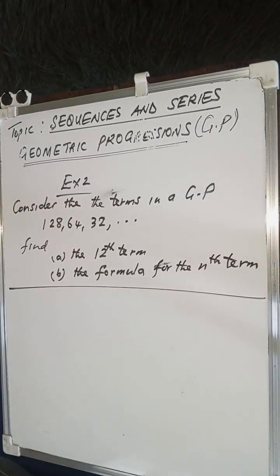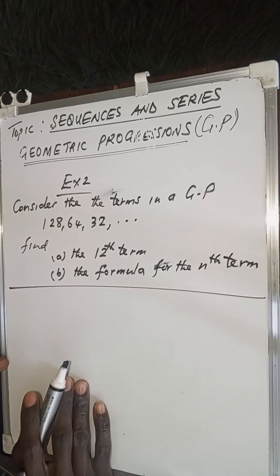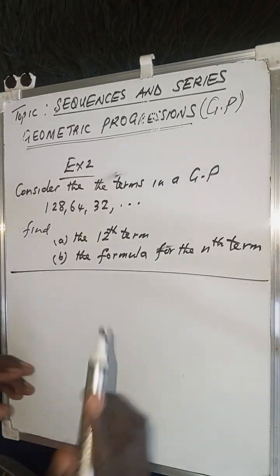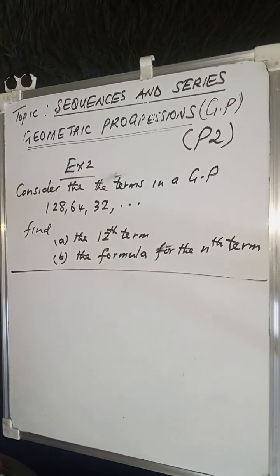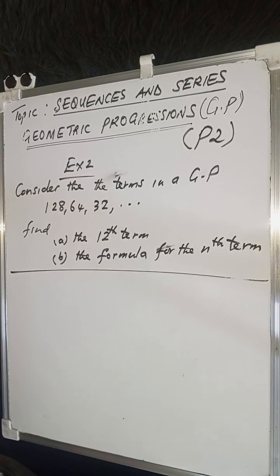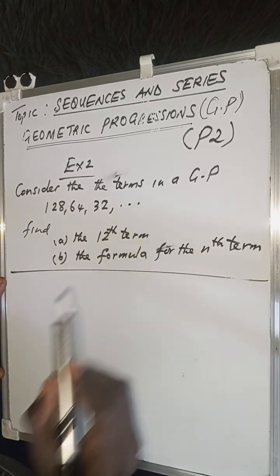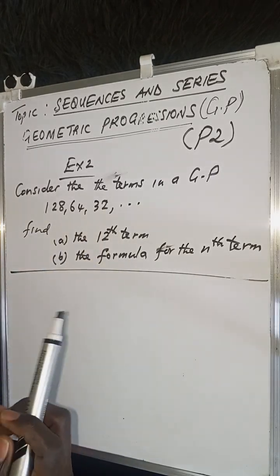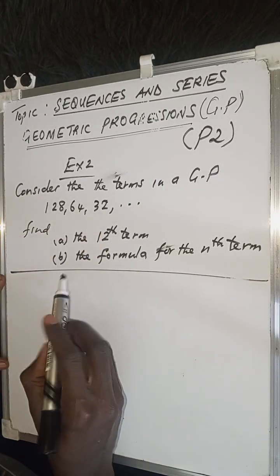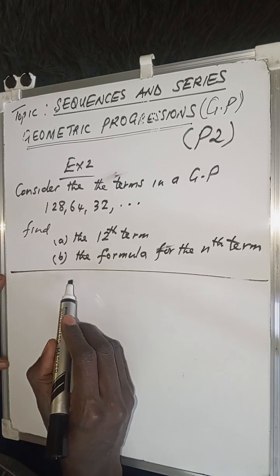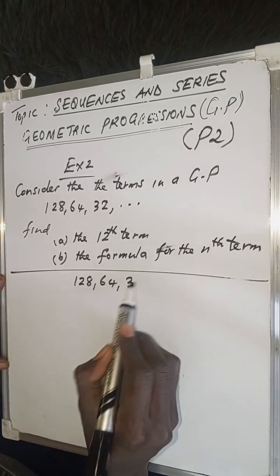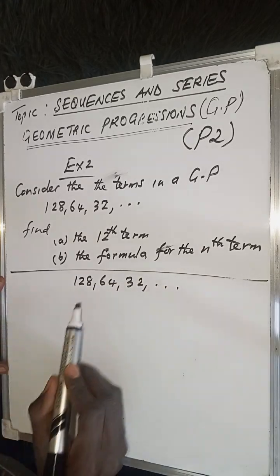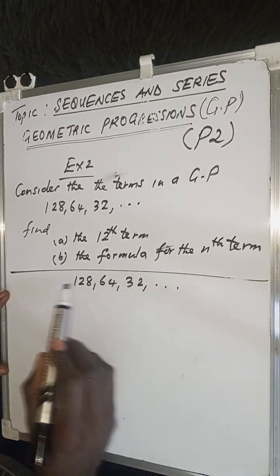So how can you go about this one? Well, it's very simple. You don't even need to worry. So remember, in your paper 2, like I said, you'll always be having geometric progressions. Just stay tuned and pay attention and see how you can go about that. So since the question, they have given you the sequence 128, 64, and also 32. That's what they have given you. What is the first term in the sequence?